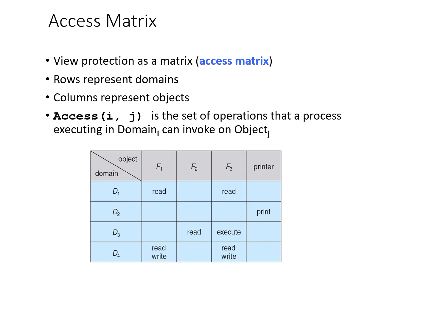Each cell in the matrix shows what operations a process in a certain domain can perform on a specific object. For example, D1 can read the files F1 and F3. The domain D2 can print using the printer. The domain D3 can read and execute the file F2. The domain D4 can read and write the files F1 and F3. If a cell is empty, it means no access is allowed between that domain and the object.